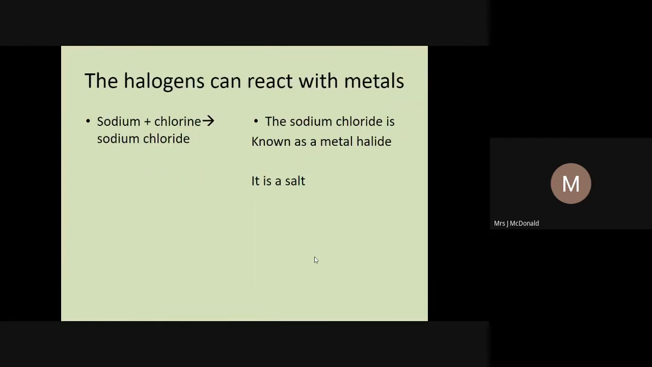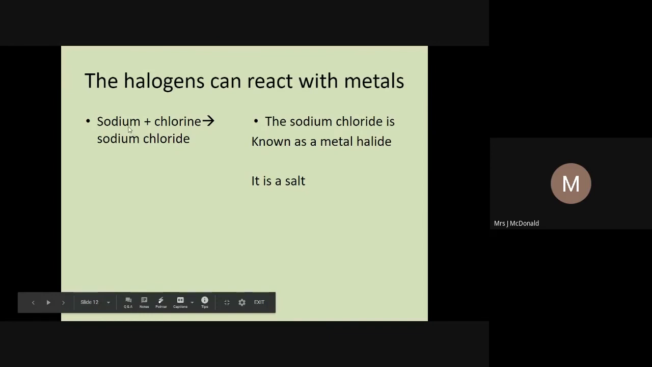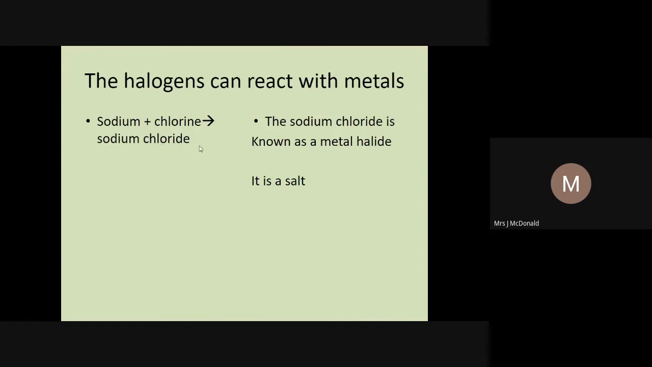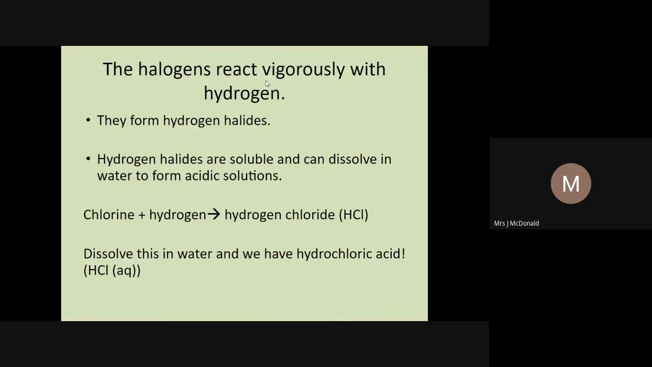The halogens can react with metals. So here we go. Sodium, a metal, and chlorine becomes sodium chloride. The sodium chloride is known as a metal halide, and it's a salt. The halogens also react vigorously with hydrogen. They form something called hydrogen halides, and there's that word halide again. It's the beginning of the word halogens, but it's a halide.